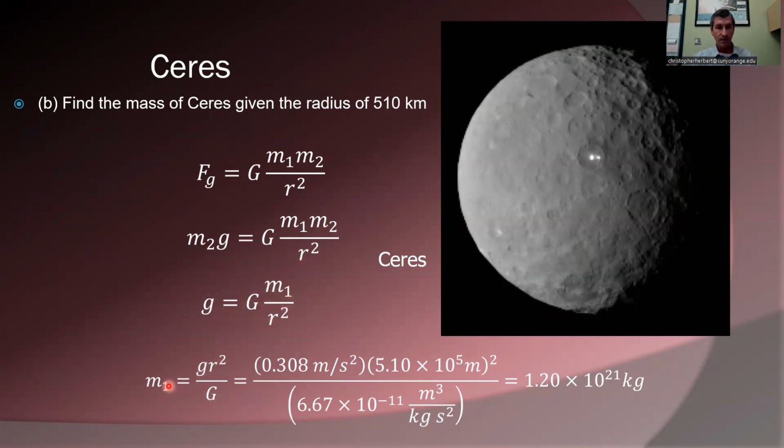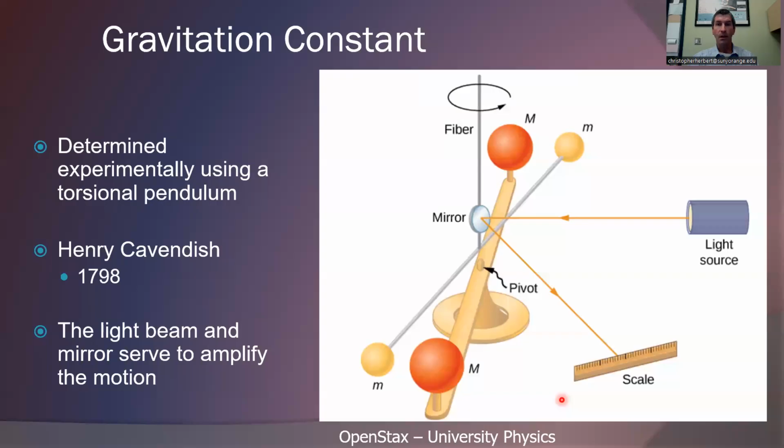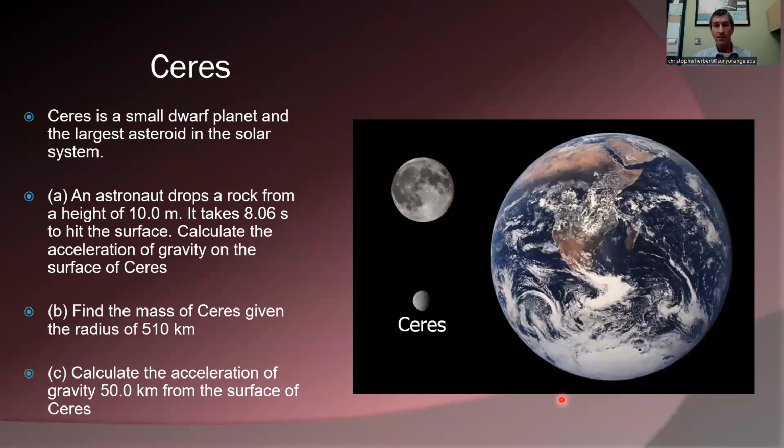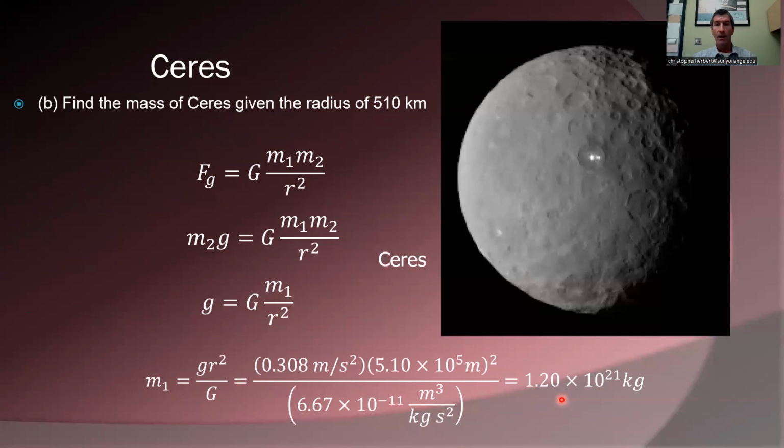Plug in all our numbers, solve for mass here. And we get that Ceres is 1.2 times 10 to the 21 kilograms, significantly less than the Earth. The Earth is, going back to when we looked at these different bodies, about 6 times 10 to the 24. So Ceres is 1.2 times 10 to the 21, more than 3 orders of magnitude less massive.